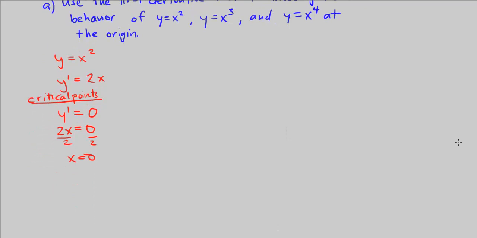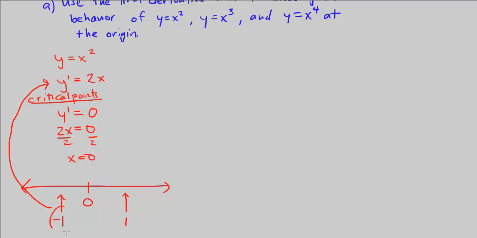Alright? So the first derivative test has us draw a number line, place our critical points on it, and then check the regions to the left and to the right by plugging values into y prime, the first derivative. To the left of 0, I'm going to choose easy numbers. I'm going to choose -1. To the right, you can choose any number you want. To the right of 0, I'm going to choose 1.